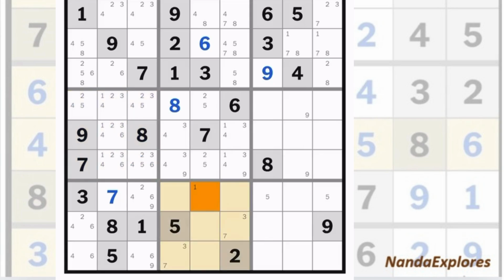So we have 1. So 1 is now posted. Then 2 is already there. Then 3 is already posted. Then we need to post 4, which will appear in all the cells of this block. 5 is already there. Then 6. So 6 will appear in these two cells.